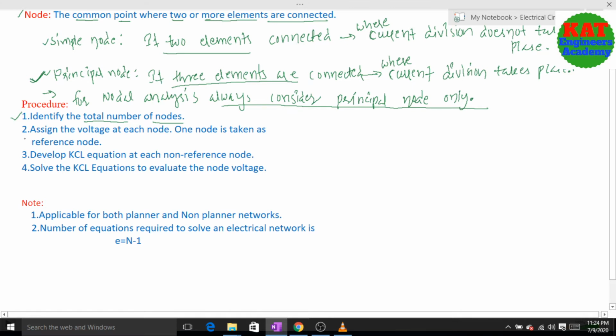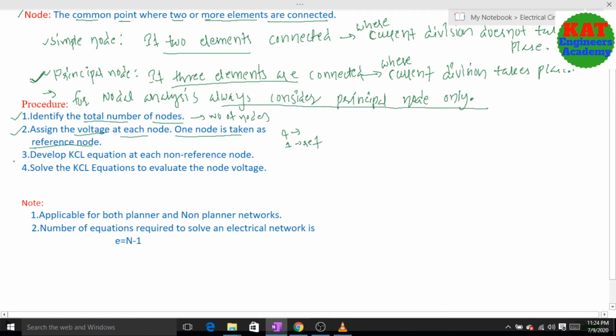Next, the second point: assign the voltage at each node, that is, assume a voltage variable at each node. One node is taken as a reference node. For example, if you have 5 nodes, at 4 nodes you assume the voltages, and the other node is considered as the reference node. So first identify the number of nodes, next assume the voltages, and in that one is considered as the reference node.